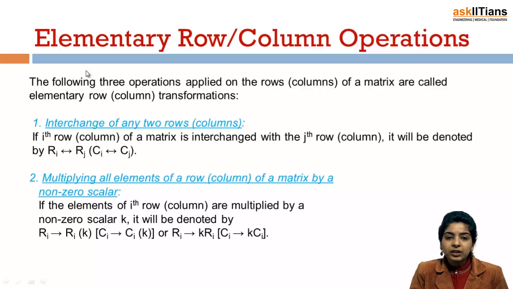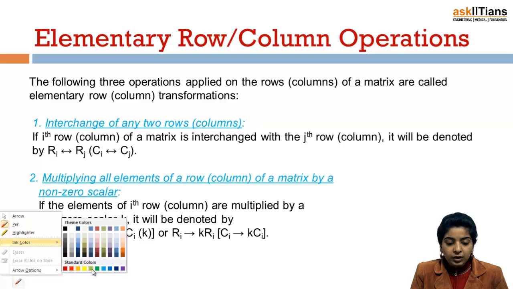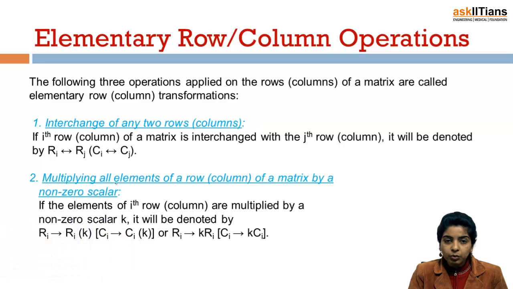What do we basically mean by elementary row or column operations? These are certain special types of operations that we can apply on our rows and columns for simplifying our calculations. So there are basically three types of elementary row or column operations. The following three types. First one says interchange of any two rows or columns.